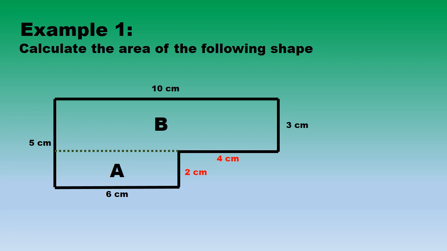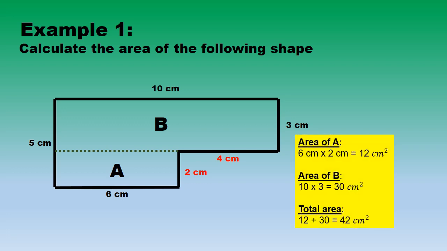You could have also divided your 2 rectangles like this, that you've got A at the bottom and B at the top. Then you will see it gives you exactly the same answer as in the previous slide. So if you have to work out A, you would say 6 times 2 gives you 12. And if you had to work out B, you will say 10 times 3, which gives you 30. 30 plus 12 also gives you 42 centimeters squared. Please remember your units. Centimeters squared is very, very important. It indicates that you've calculated the area.